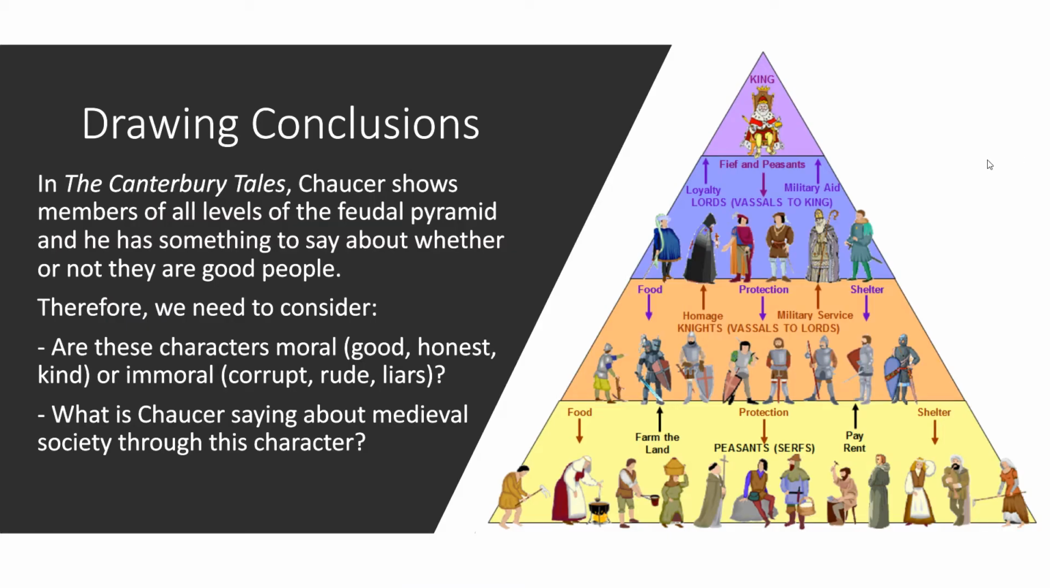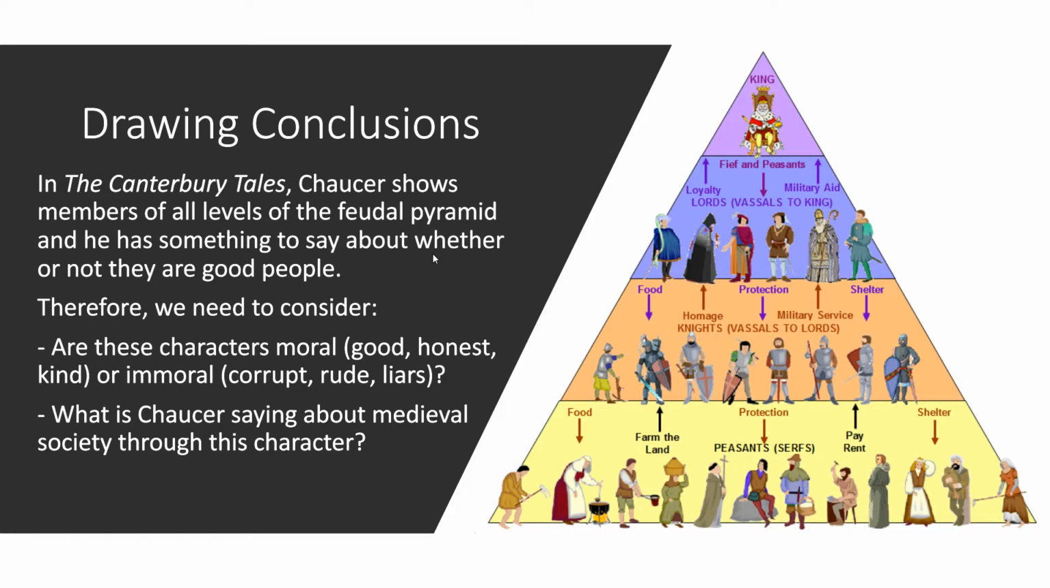And so why? Why include all this stuff? Here's our familiar feudal pyramid. This one's got some people on it. And this has a really good image of what they do for each other, but that's not the point here. The reason that we want to look into these things and the reason that Chaucer included them is, first of all, he has something to say about whether or not people are good people. Are knights in general good people? Are lords good people? Are peasants? Are the people in the church good people?